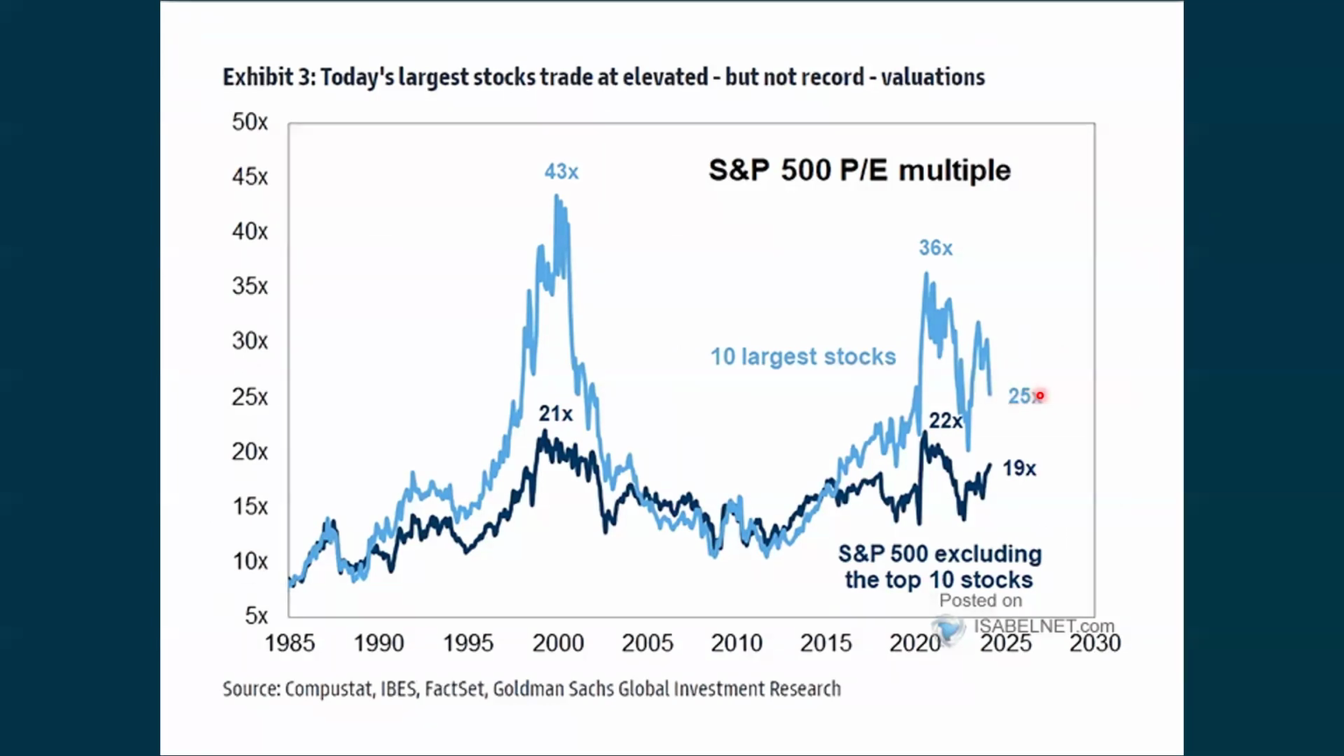And then here's another look at the multiples where we just take the 10 biggest stocks, and they're currently coming in with a PE ratio of 25, so we're above that level. But when you exclude the 10 biggest stocks, we're right at about 19. So that's more fairly priced or not necessarily considered expensive.